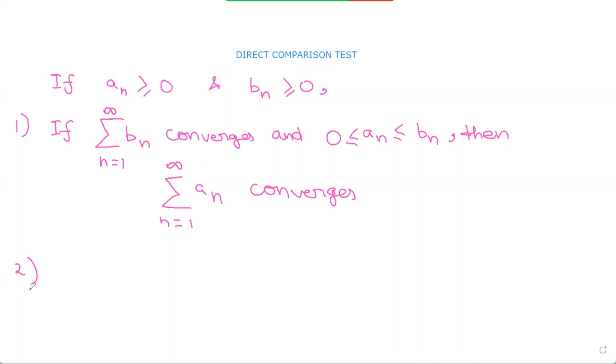Now it's important to know that if b_n is less than a_n, but b_n converges, that does not mean a_n converges. So now let's look at another example.